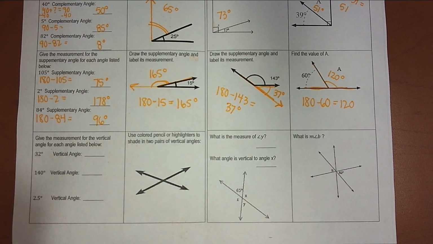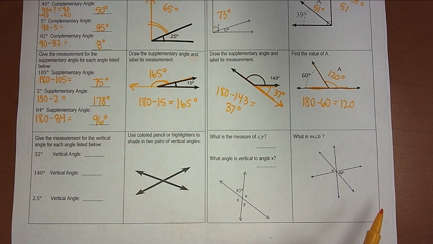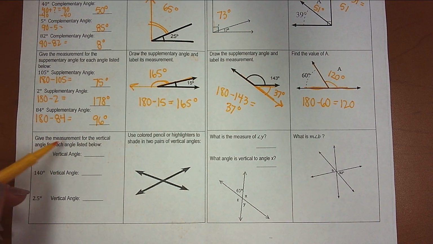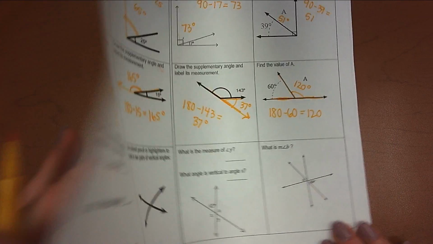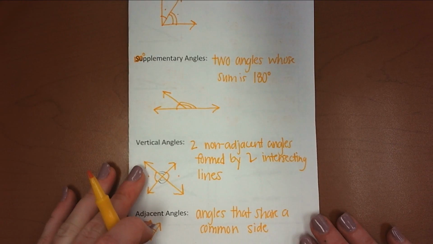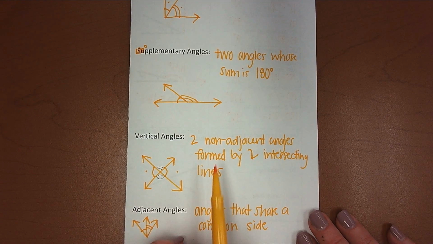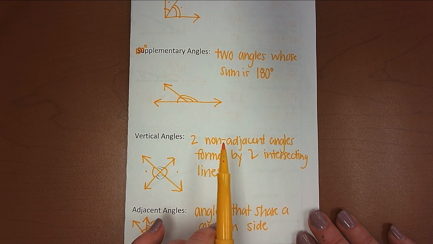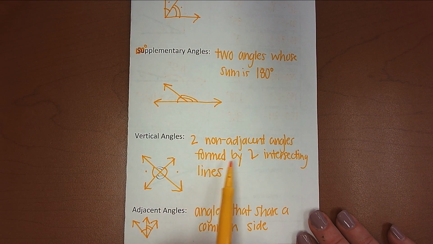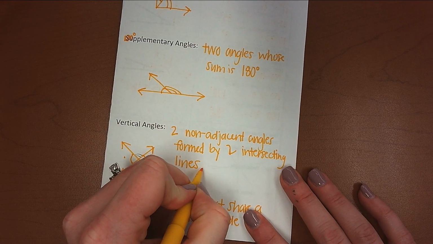So the last thing that we're going to do here is work through some vertical angle work. It asks us to give the measurement for the vertical angles for each angle listed below. Something that we didn't say in the definition that we probably could add is two non-adjacent angles formed by two intersecting lines.